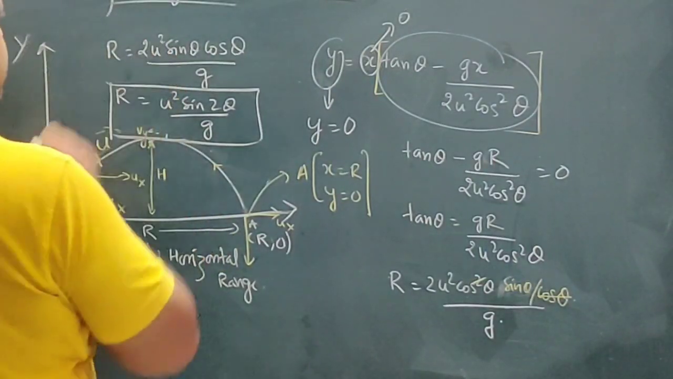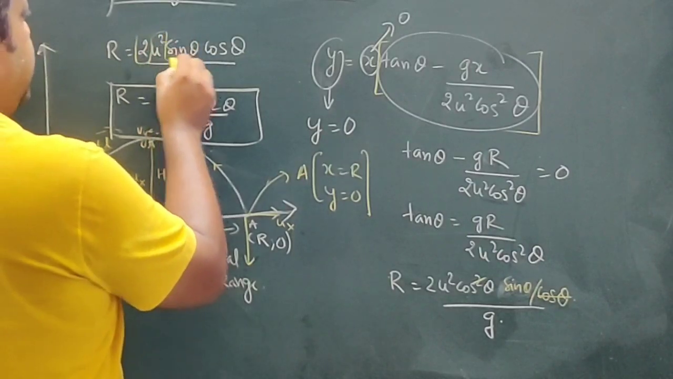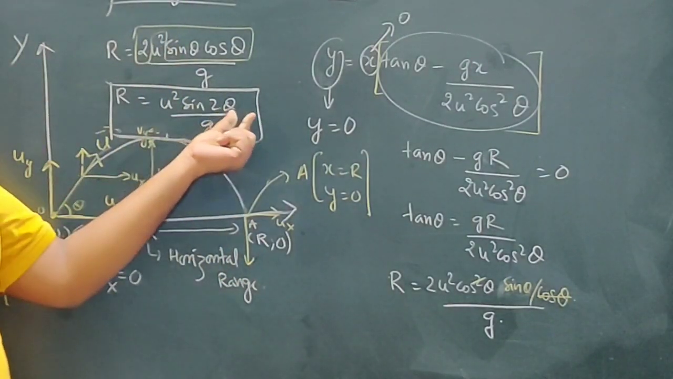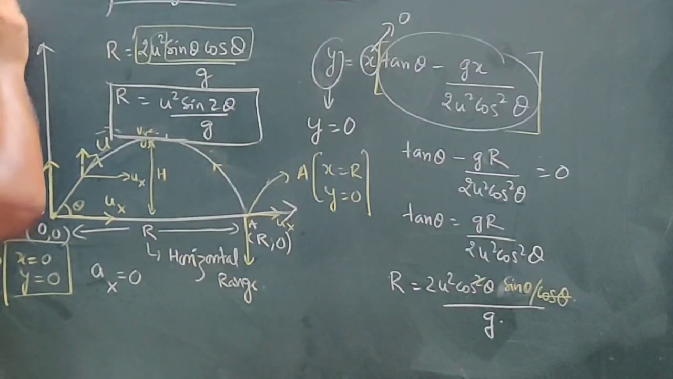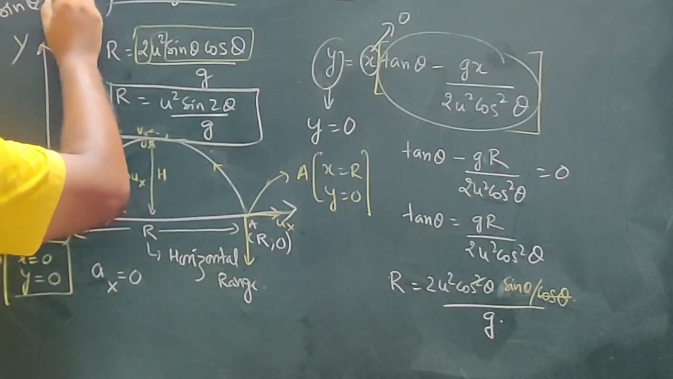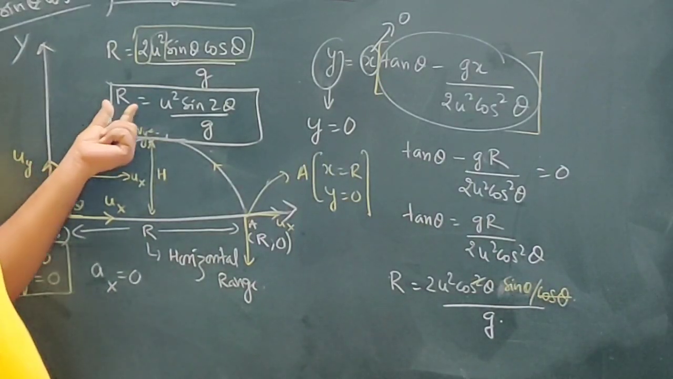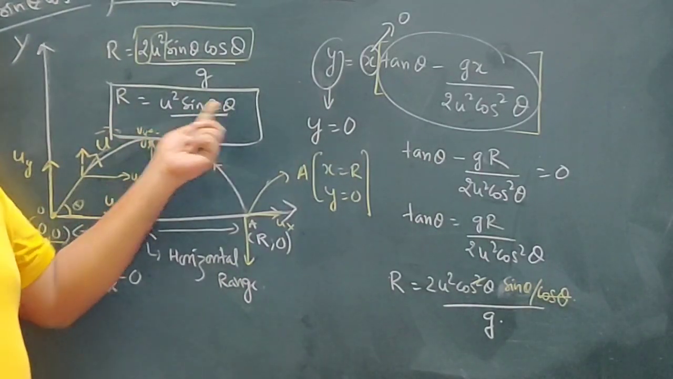See this expression, 2 sin theta cos theta. 2 sin theta cos theta is sin 2 theta. Okay, sin 2 theta is equal to 2 sin theta cos theta. So I have made this substitution over here. So this is the formula for range, R equal to u square sin 2 theta by g.